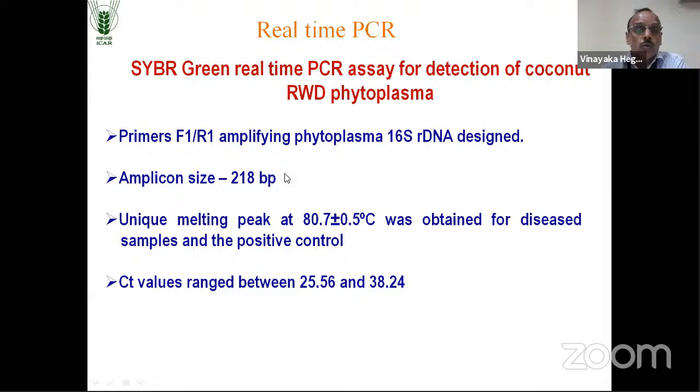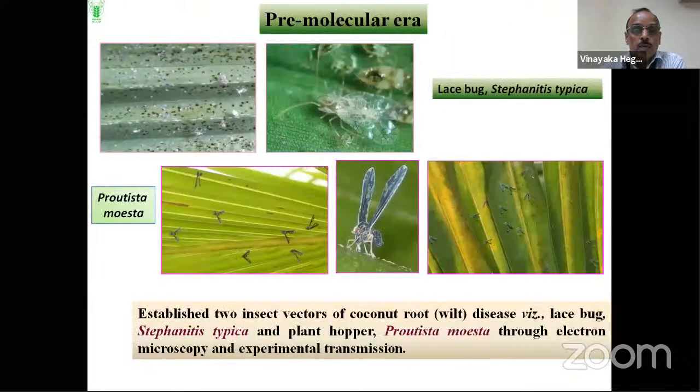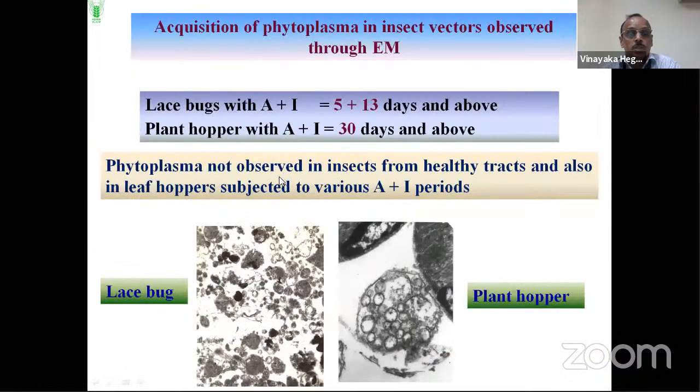However, with ELISA we are able, to a certain extent, to screen mother palms. We are still working to make a more robust, field-level and highly effective molecular diagnostic for this phytoplasmal disease. Details of how it is transmitted are available in the literature on our website; you can go through and see them. It is caused by the plant hopper Proutista moesta, one of the vectors, and then the lacebug Stephanitis typica. These two are found to be vectors of this phytoplasma disease, because the phytoplasma does not move by itself. Like a virus, it has to be carried, and the plant hopper feeds on the phloem of healthy palms and produces the disease.